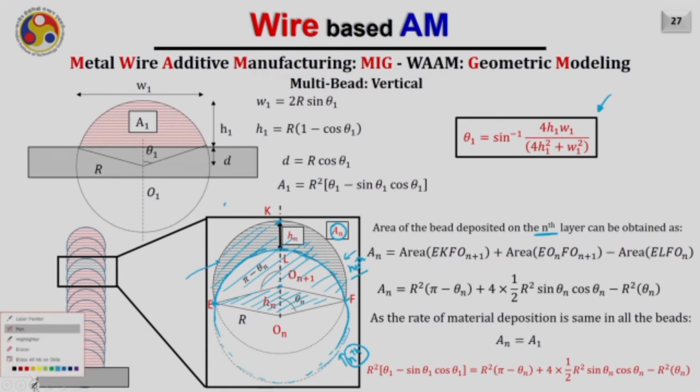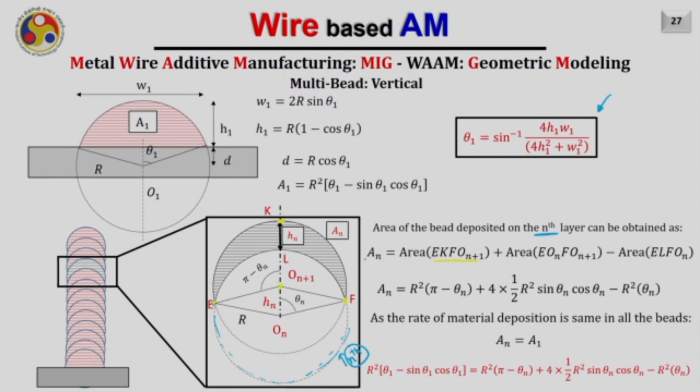And if I subtract from this entire area the area E L F O n, let me show it in another color, E L F O n, the remaining area will be nothing but E K F L, or in other words An. Now, it is very easy to obtain this area. Let me clean this region so that we will be able to see all the variables easily. First is to obtain the area E K F O n plus 1.